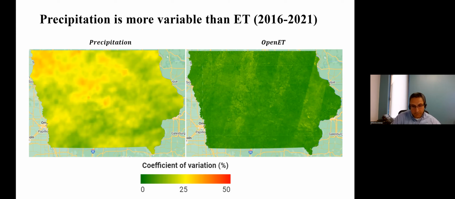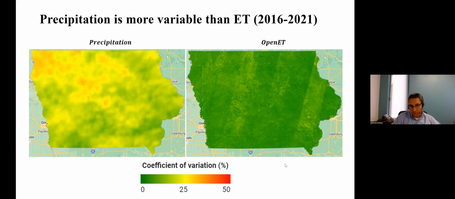So I'm presenting here the coefficient of variation, which is a metric. It's the standard deviation of the data divided by the mean. It's a metric for how different, if you want, 1 year of data is from the next year. If, for instance, evapotranspiration was exactly the same from 1 year to the other, you will see dark green, meaning 0. But if there is a lot of variation, you will see reddish colors, as you see in precipitation, especially for northwest Iowa.